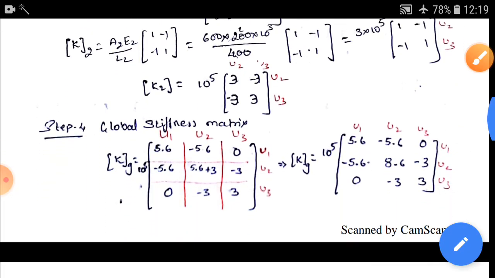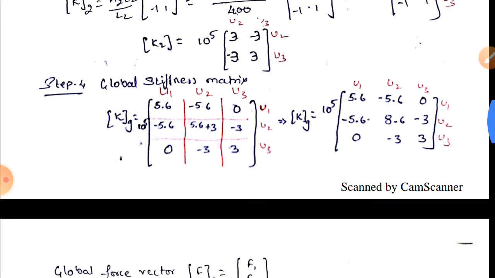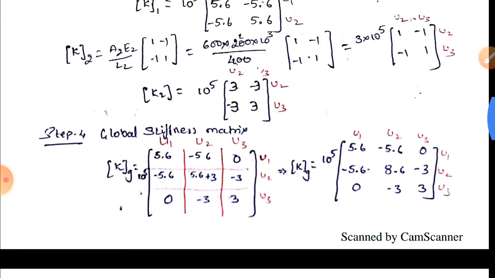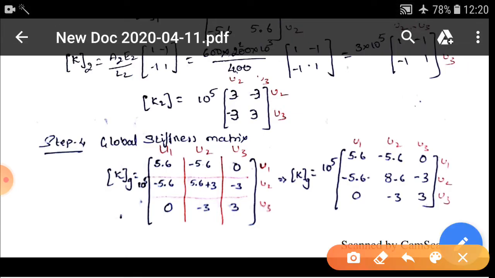After writing k1 and k2, there are only two elements, so there will be two element stiffness matrices k1 and k2. If there are three, then we have to write k3 also, and so on. Now after this we will write step 4, that is the global matrix. First one is the global stiffness matrix. How to write this global stiffness matrix? You have to write the global displacements u1, u2, u3 along the row and along the column.